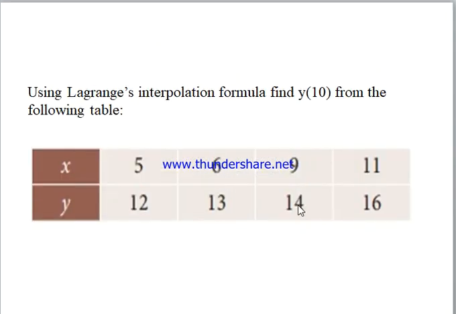Once again, I am repeating that Lagrange's interpolation formula is mainly used when the x values are not equally spaced. Here we can observe the differences are 1, 3, 2. So if the differences of the x terms vary, then we can use Lagrange's interpolation formula. Otherwise, we can use Newton's forward or Newton's backward interpolation formula. So this is one of the topics from interpolation. That's all for today.